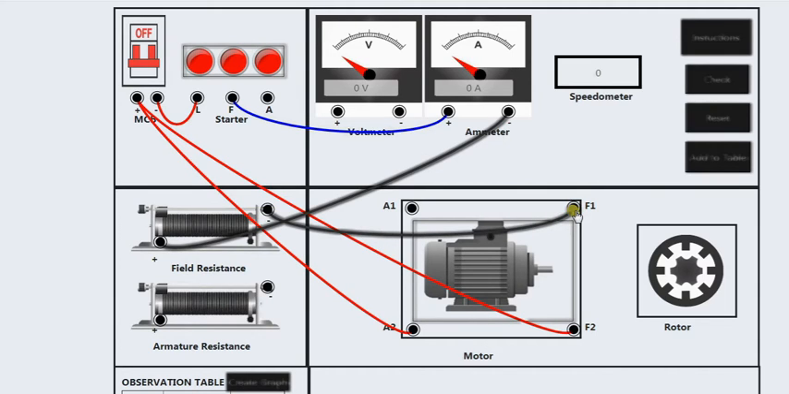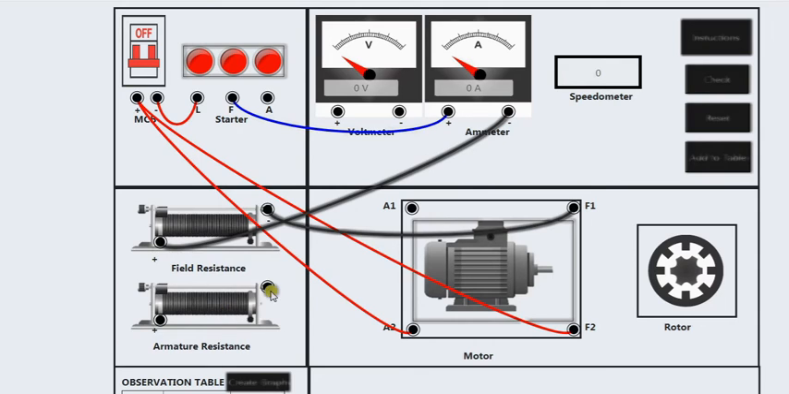Then we have to connect this armature circuit. Here we have to connect the voltmeter across the armature, across this motor. First, we connect the armature resistance in series with the armature. One rheostat, called the field rheostat, is connected in series in the field circuit, and another armature resistance will be connected in series with this armature, in the armature circuit.